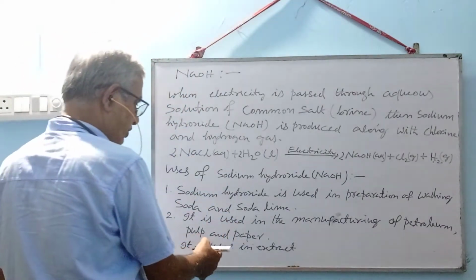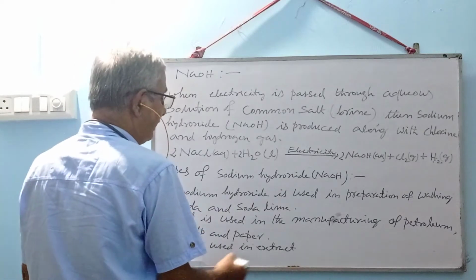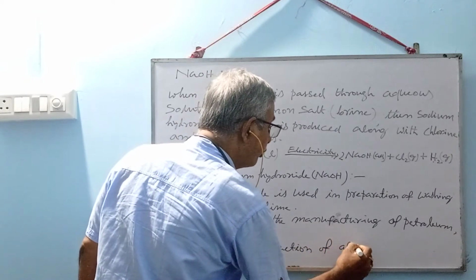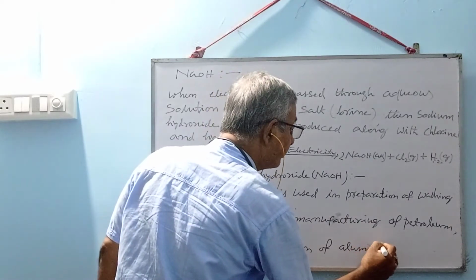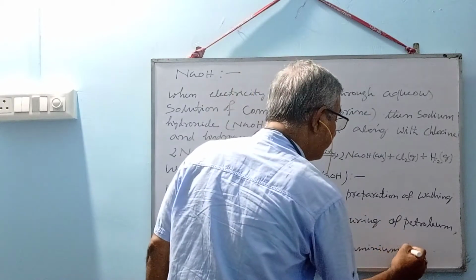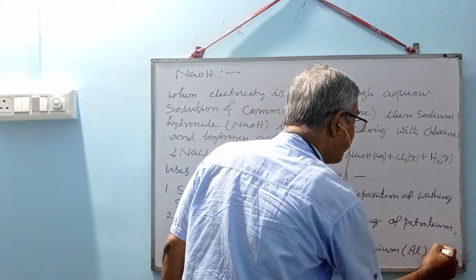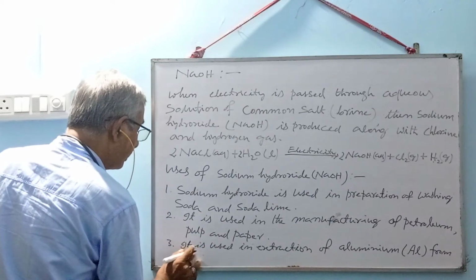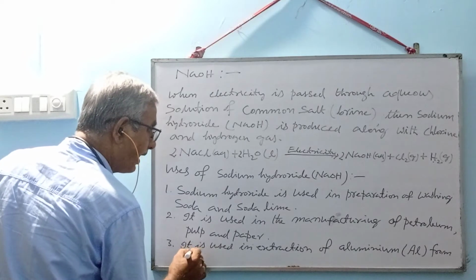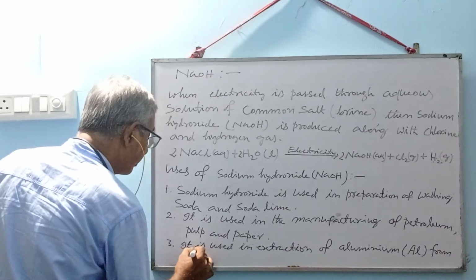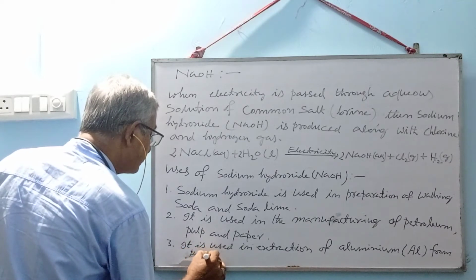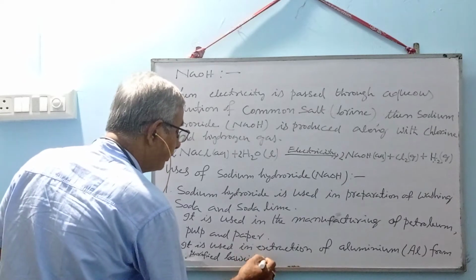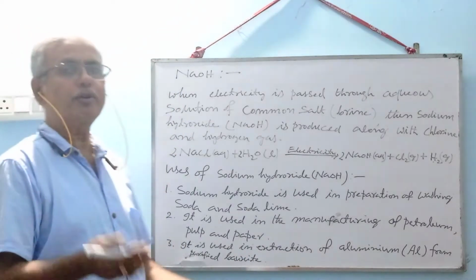So we can say that sodium hydroxide is used in extraction of aluminium, Al, from purified bauxite ore, or simply you write bauxite. Bauxite means bauxite ore, it is the same thing.